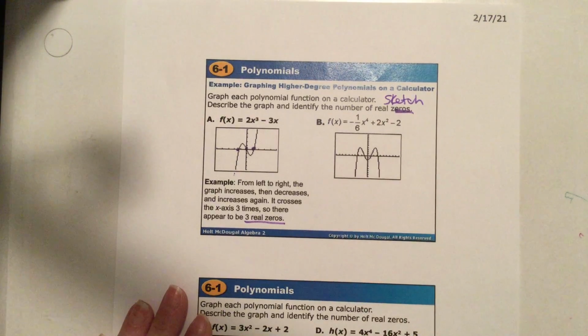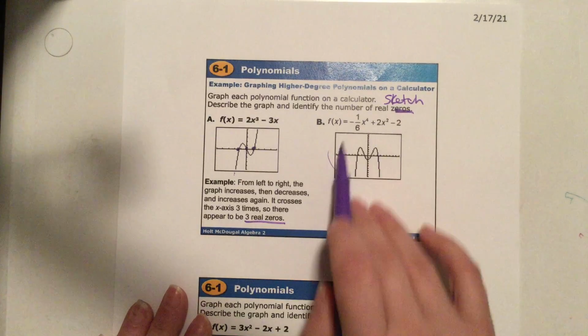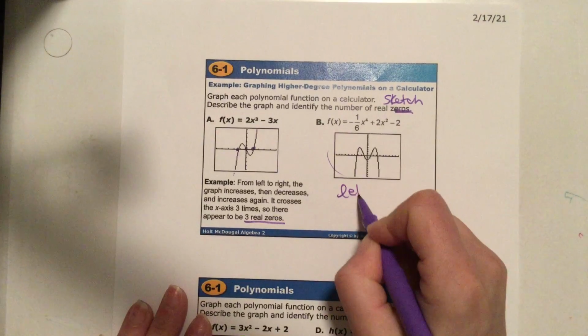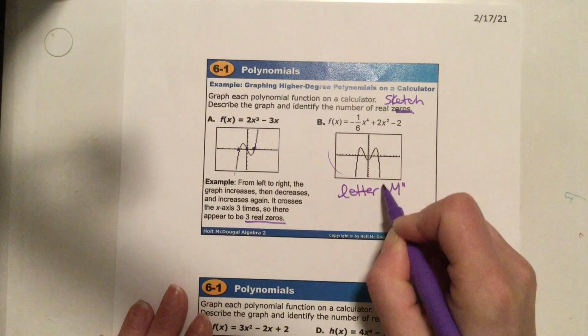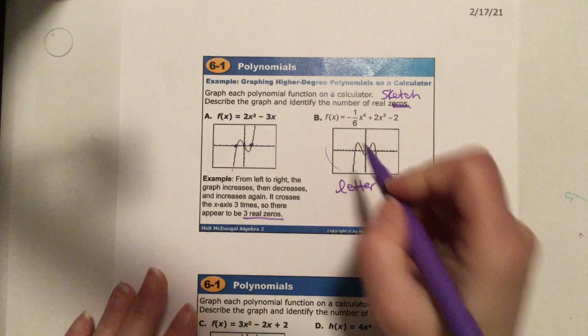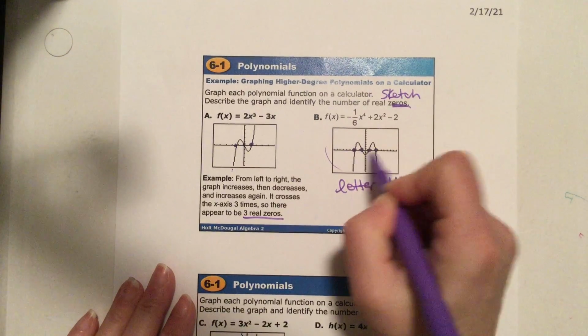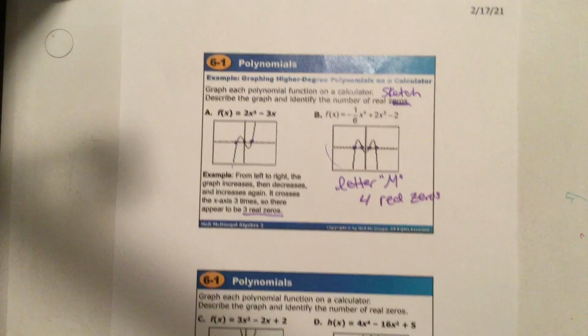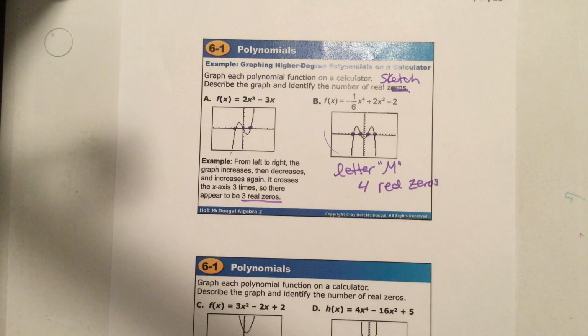Okay, if you graph negative 1/6 x to the power of 4 plus 2x squared minus 2, this is what it looks like. You could say it increases, then decreases, then increases, then decreases. Or you could say it looks like the letter M, because that's the first thing I think of. Or you could say it's the McDonald's arches. It just says to describe the graph. So you could be as technical as you want. Then you have to say how many zeros you have. How many times does it touch or cross the x-axis? 4 real zeros. And it's important that you say real because remember, we can have imaginary solutions that maybe we can't see at this point. Okay, so this one has 4 real solutions.